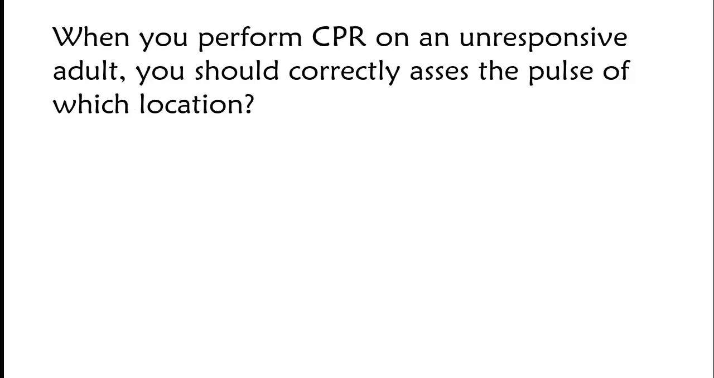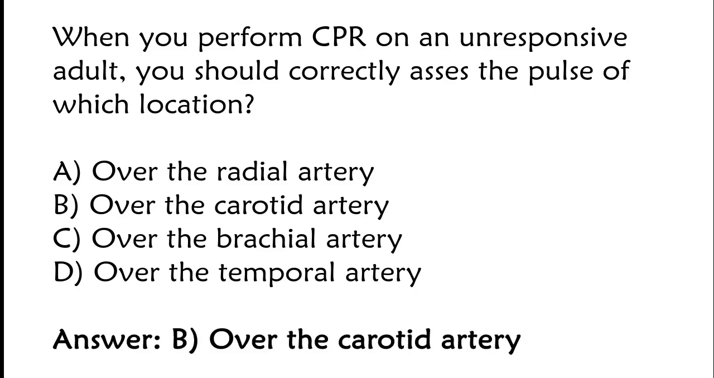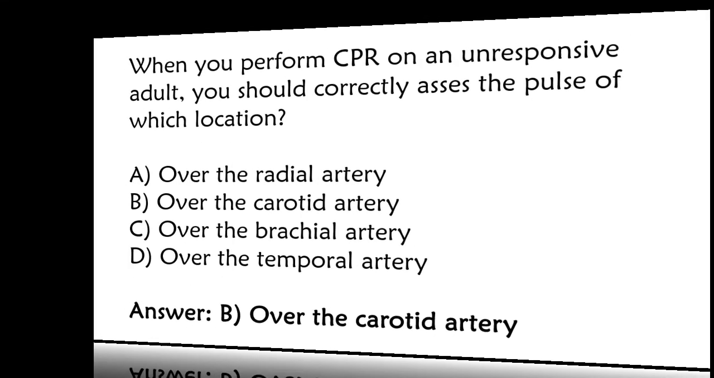When you perform CPR on an unresponsive adult, you should correctly assess the pulse at which location? Over the radial artery, over the carotid artery, over the brachial artery, over the temporal artery. The correct answer is option number B, over the carotid artery.